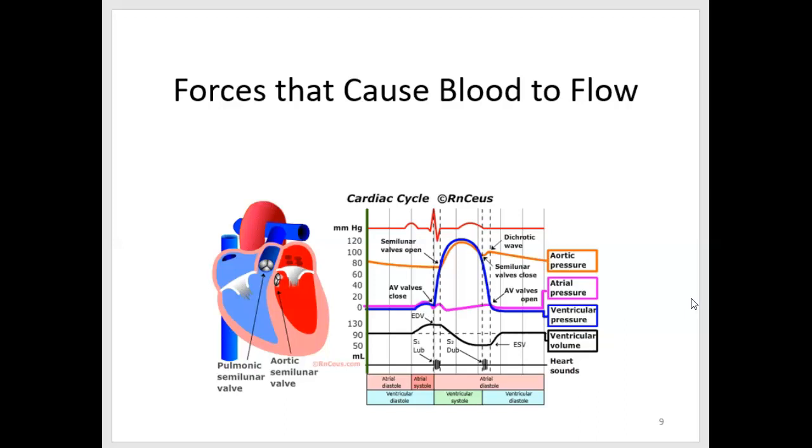You may notice all the way down at the bottom there are some small words S1 and S2. Those refer to heart sounds. And then finally in the boxes below you see what phase or period each chamber is in, diastole or systole. We will use this diagram in lab a little later.